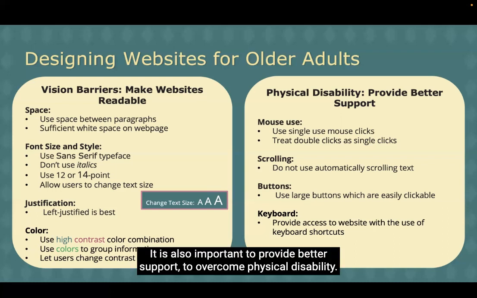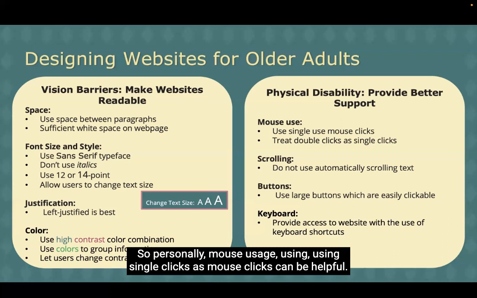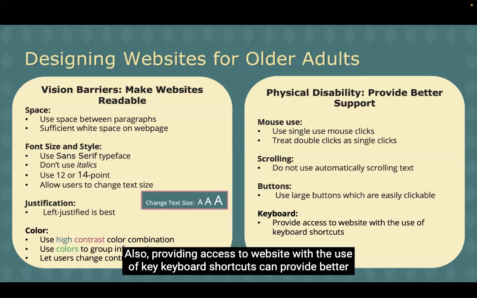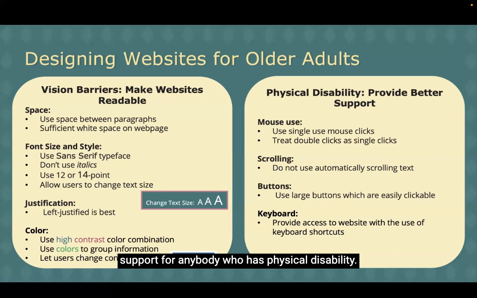It's also important to provide better support to overcome physical disability. So firstly, mouse usage. Using single clicks as mouse clicks can be helpful. Treating double clicks also as single clicks can be helpful. Avoid using automatically scrolling text because it can be distracting. Using large buttons, which are easily clickable, is generally helpful. Also, providing access to the website with the use of keyboard shortcuts can provide better support for anybody who has a physical disability.